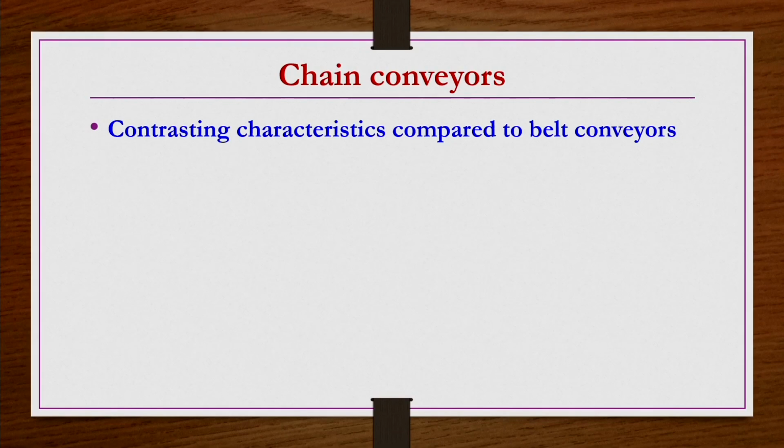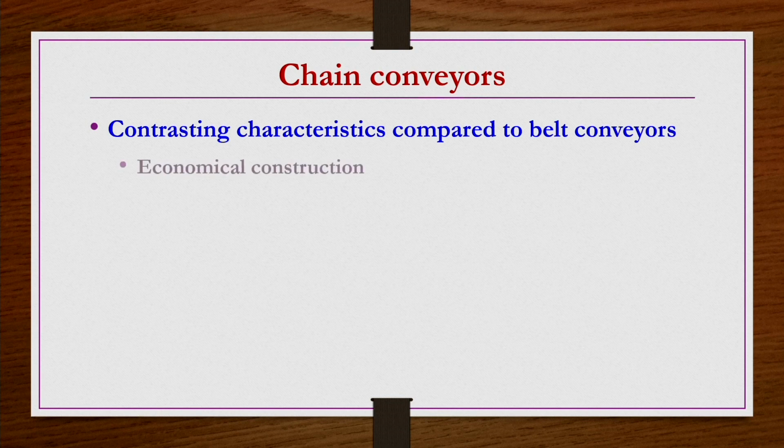So, principally they also have similar operational things, but here, in place of belts, we will be having chains, but their characteristics are drastically different compared to the belt conveyors. They have very contrasting characteristics compared to the belt conveyors. We see some of them now.